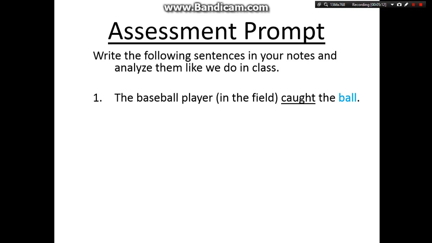All right, so number 1, the baseball player in the field caught the ball. In the field is your prep phrase. Caught is your verb. It is an action verb. What did the baseball player catch? Oh, he caught the ball. Ball is your direct object.